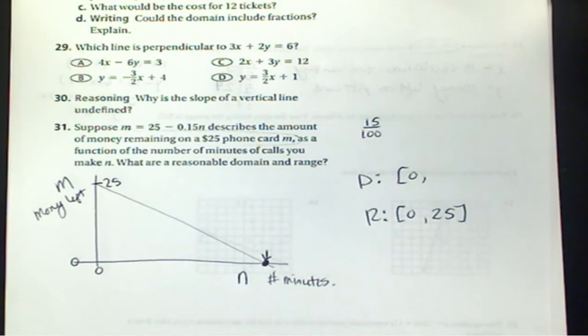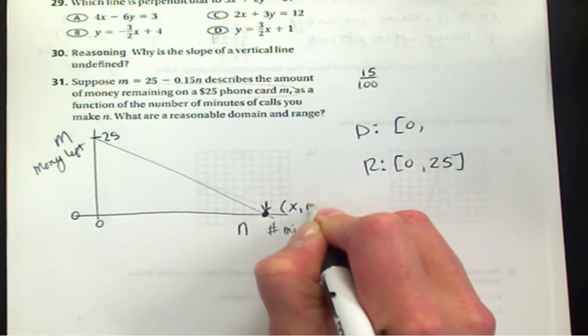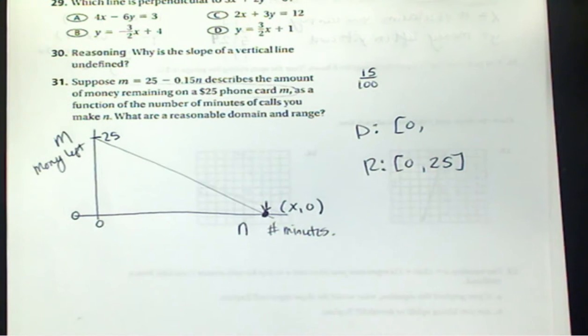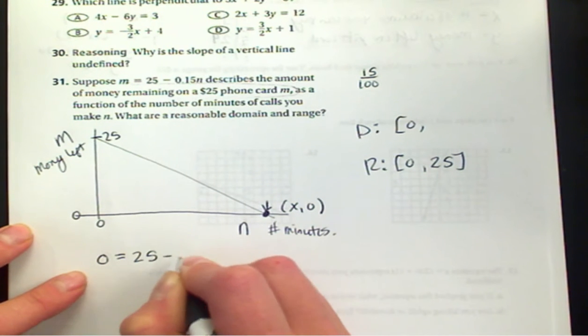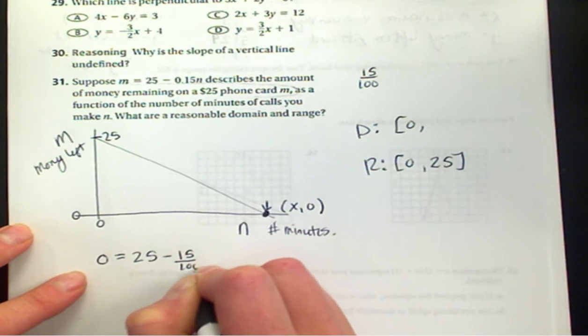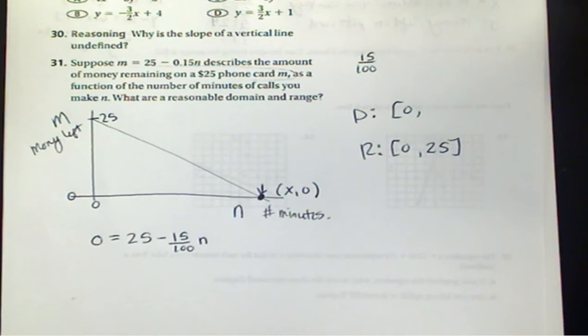That point right there. Okay, how do you do domain and range? You look at a graph. Try to graph it. Okay, so I need to know this point right here, which has a y coordinate of 0. So let's maybe plug it in and solve. 0 equals 25. I highly suggest you turn that into 15 over 100 because I don't want to divide with decimals. And solve for n.